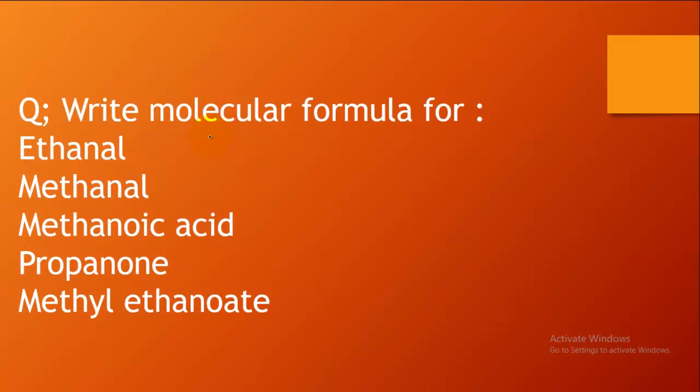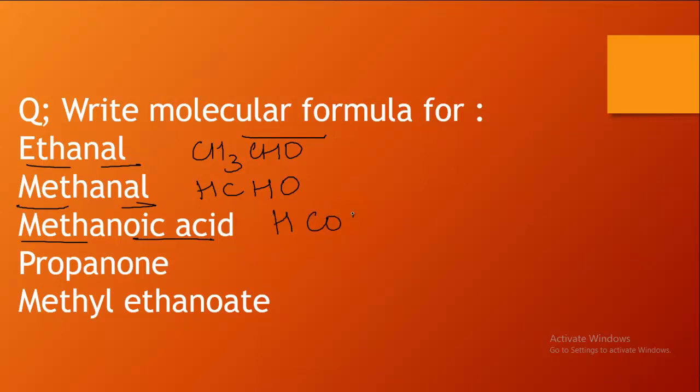Another question is, we need to write the molecular formulas for the following compounds. So the first compound is ethanal. Eth means 2, so that means it is a compound with 2 carbon atoms, and al refers that it is an aldehyde. So that means it is CH3CHO. Methanal, meth means 1 carbon atom, al again refers to an aldehyde, that means it is the first member of aldehyde, that is HCHO. Methanoic acid, meth refers to 1, oic acid, that means carboxylic acid. So it's the first member of carboxylic acid, that is HCOOH.